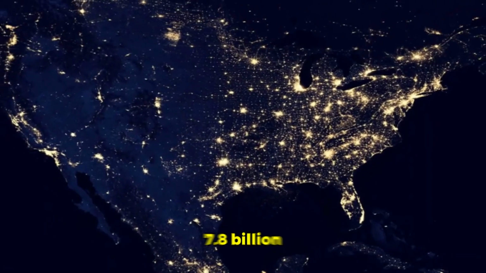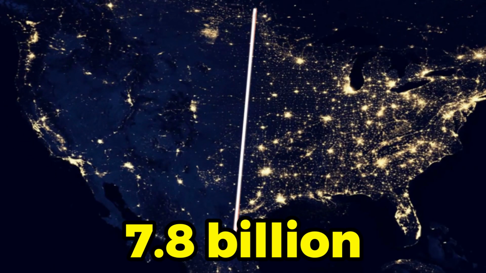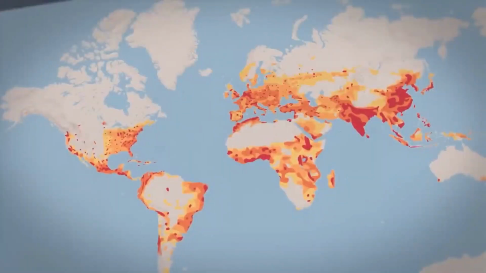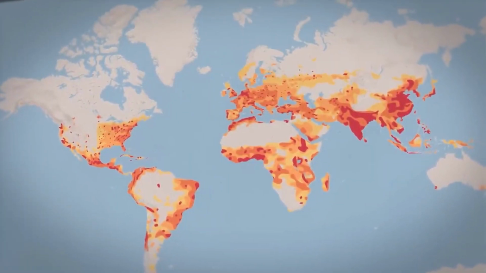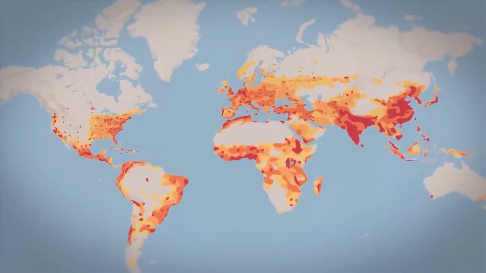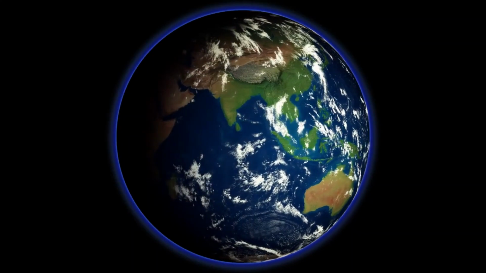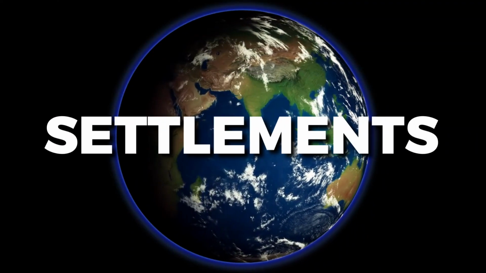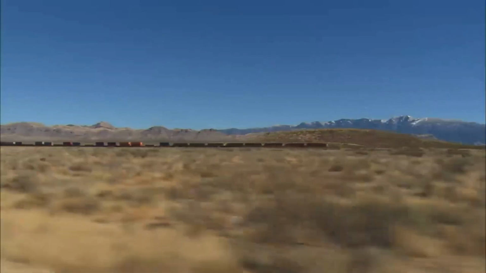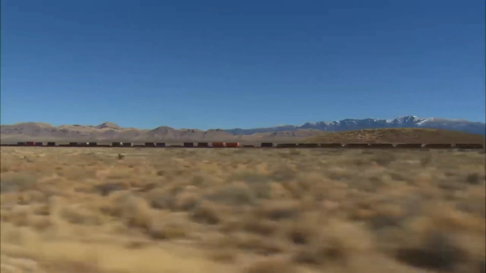As we all know, 7.8 billion people live on one side of this line that you see. There are two parallel realities existing side by side, all based on straight lines. The world as we know it consists of cities, villages, and settlements. But there are also areas that are way less dense in population.